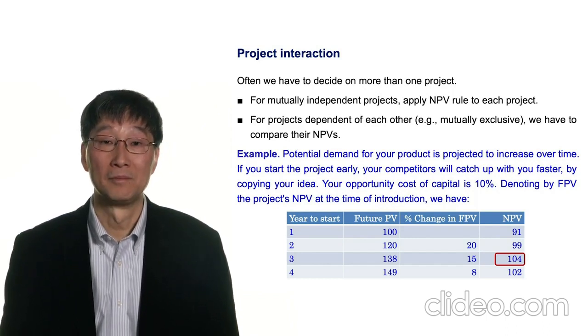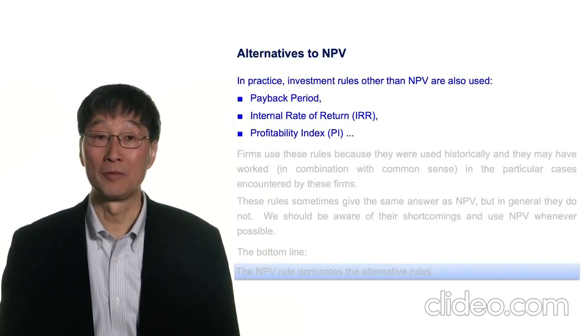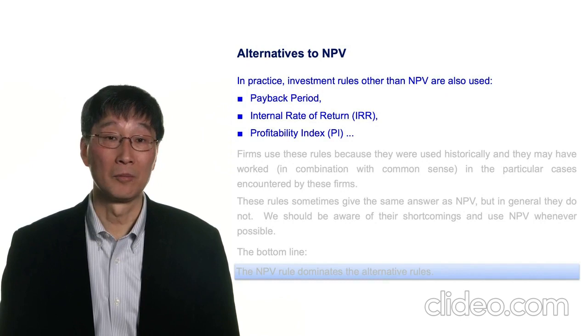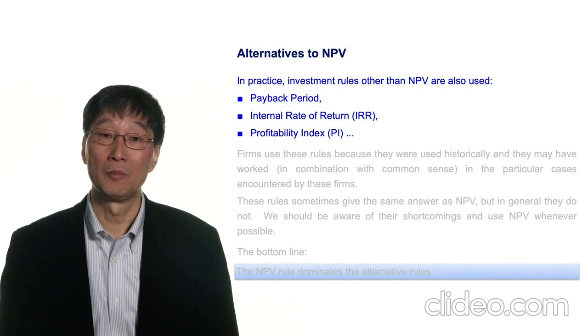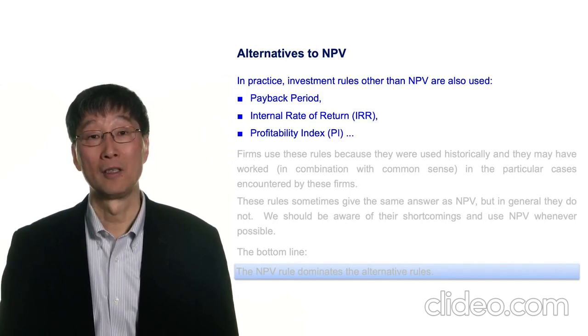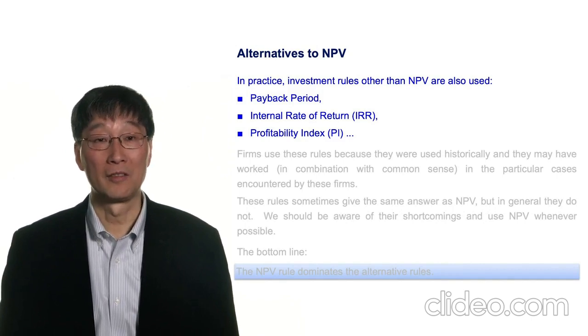Although we have been advocating the NPV rule for capital budgeting decisions, in practice, other rules are also used. We can list some of the common ones: the payback period, internal rate of return, sometimes also called IRR, profitability index, sometimes also called PI, and so on. As often the case, for the correct answer, there's only one, while for the not so correct answers, there are many. We will show a more extended list of these alternative rules by the end of this lecture.